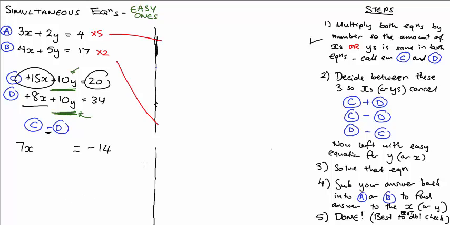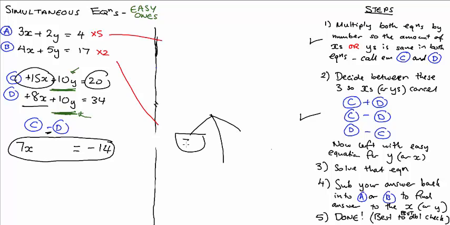So look, that's the whole point of doing all of this. We were literally just trying to get to an equation like this. We can solve this. All we have to do is divide by 7 both sides. And hopefully you guys are happy that that equals minus 2. So your x equals minus 2. And more or less you're done now.